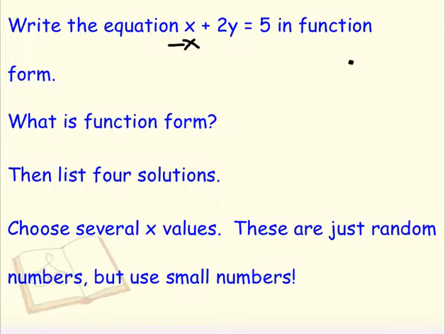All right, we're getting there. So we subtract x from the other side, and we get 2y equals 5 minus x.